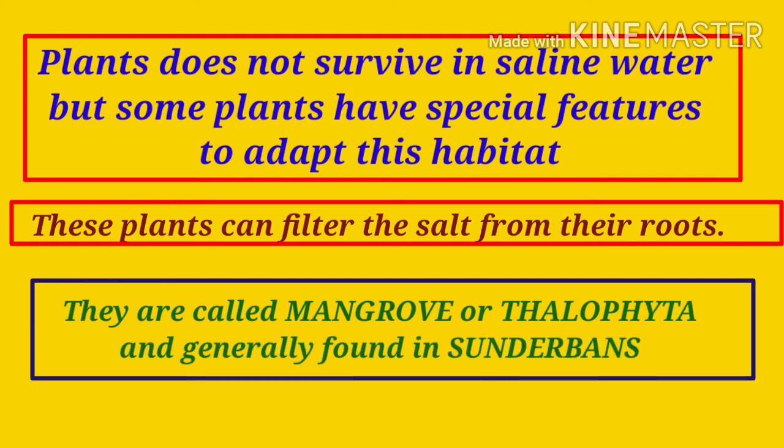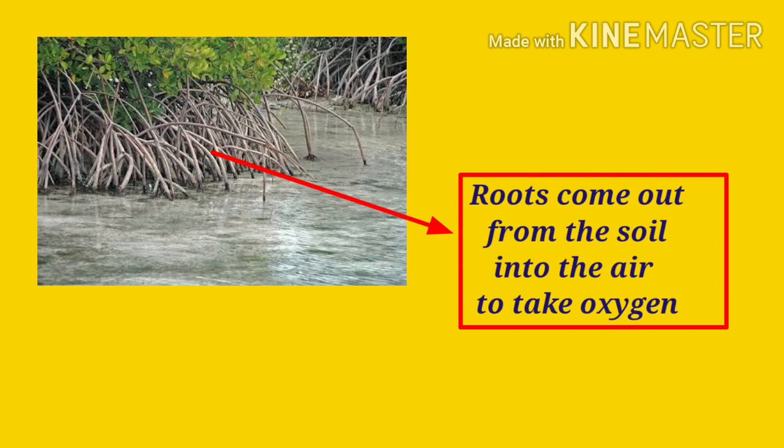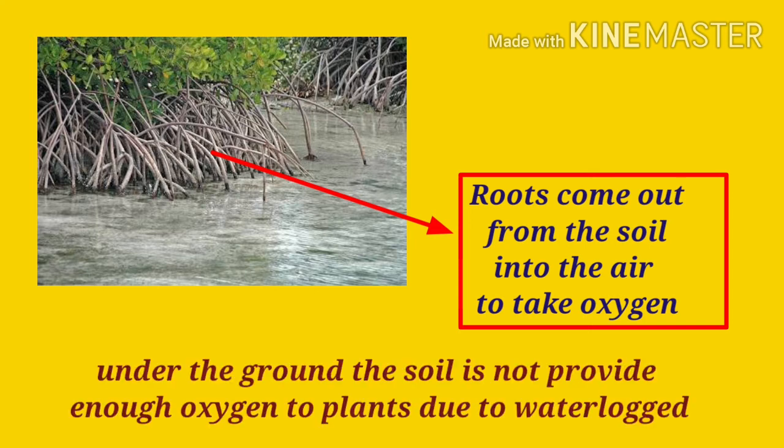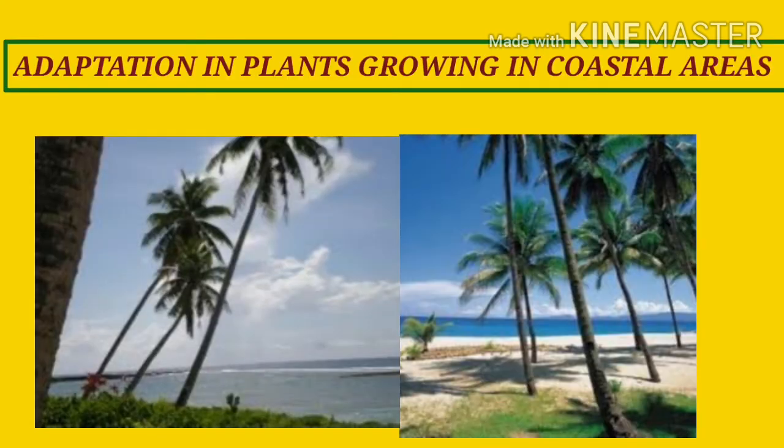Mangroves are also called halophytes, and they are commonly found in Sundarbans. As you can see in the picture, the roots of mangrove plants come out of the soil into the air. Why do they come out? Because under the ground, the soil does not provide enough oxygen to the roots because of the waterlogging. So, these roots come out to take the oxygen from the air, and that's why these roots are called breathing roots. An example of a mangrove plant is Rhizophora.